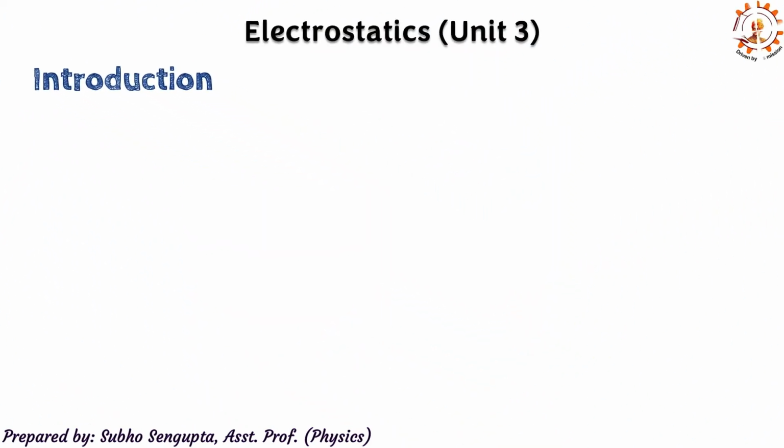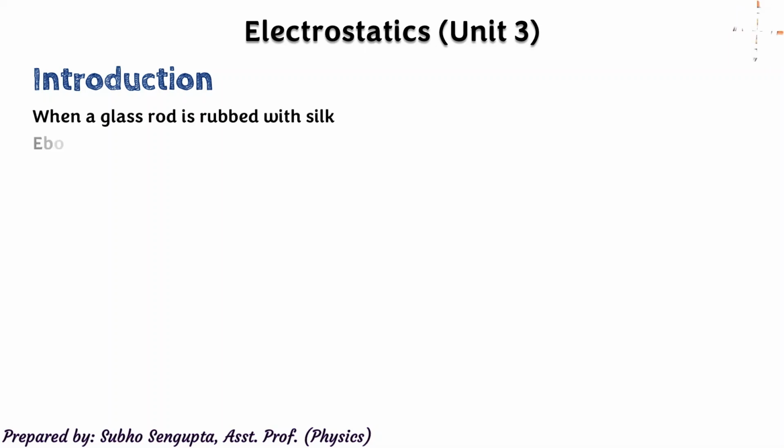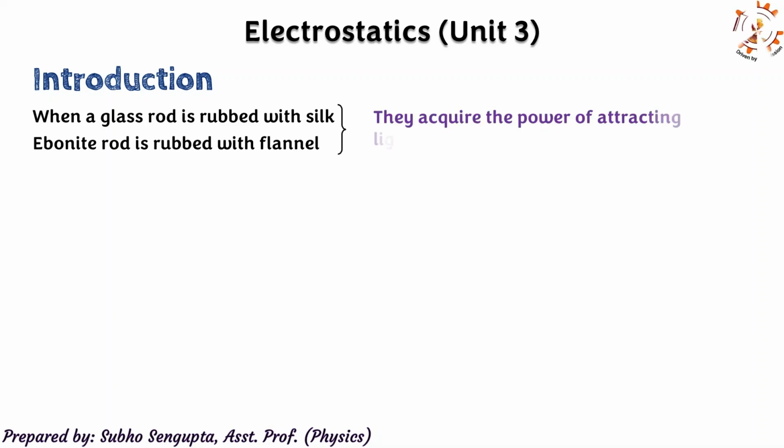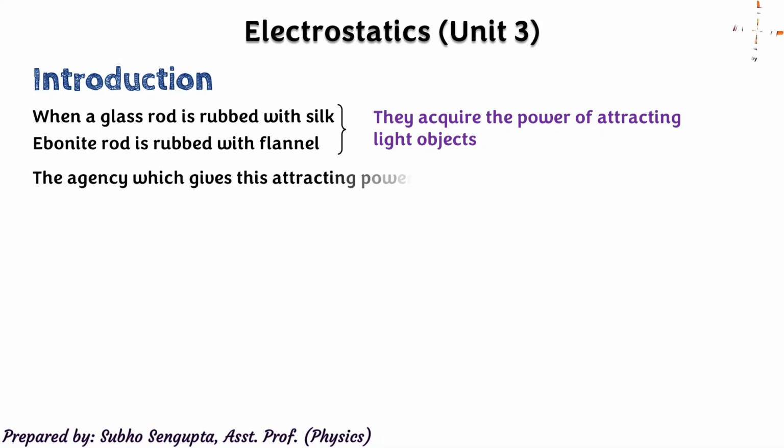Suppose we take a glass rod and a piece of silk cloth. We rub the glass rod with silk. Now, we take an ebonite rod and a piece of flannel cloth. We then rub the ebonite rod with flannel. In doing so, we find that both the glass rod and the ebonite rod acquire power to attract light bodies, such as small pieces of paper. So, we can say that there is some agency which is providing this attracting power to these objects. We term this agency as electricity.